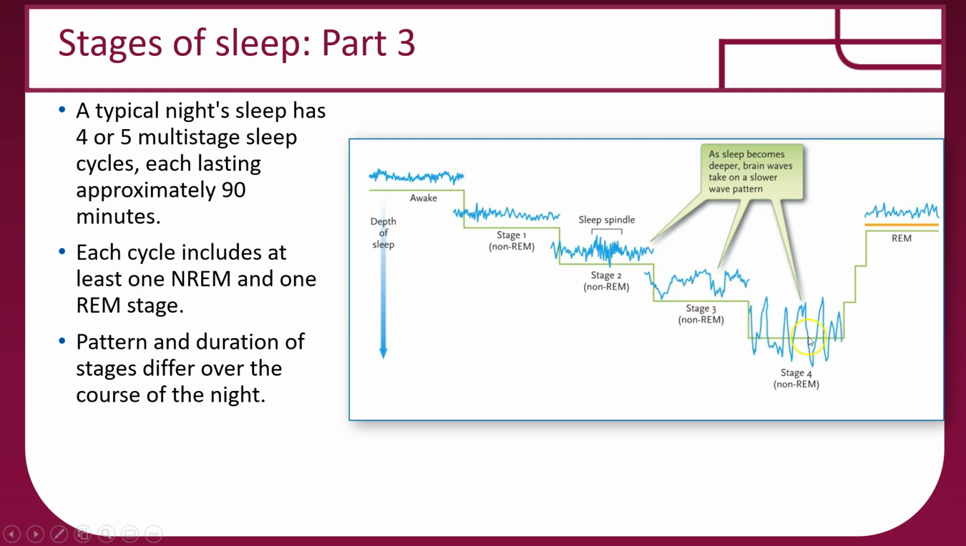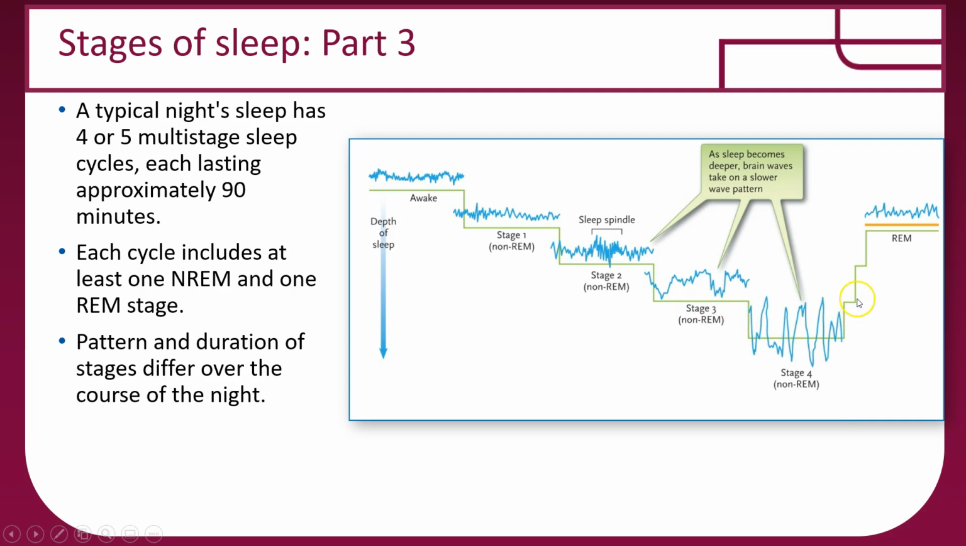Sometimes we break stage 3 and 4 into 2 separate stages, and sometimes they're combined. They're both called the slow wave or deepest sleep. So here we've got stage 4. It's just an even deeper sleep.